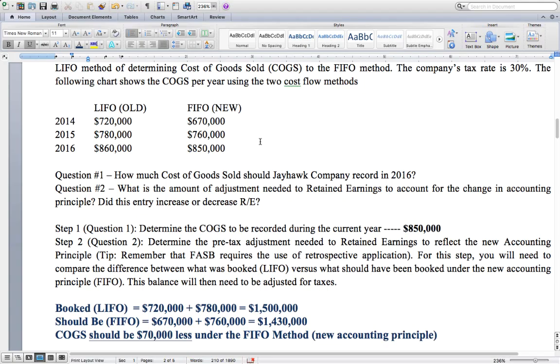So there's a couple questions for you here. One, how much cost of goods sold should they record in 2016? And then two, what is the amount of the adjustment needed to retained earnings to account for the change in this accounting principle? And then did that increase or decrease retained earnings?